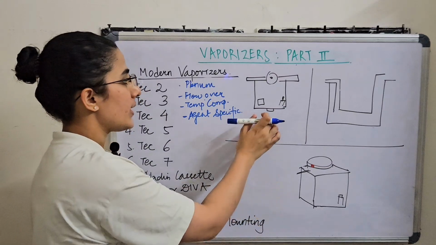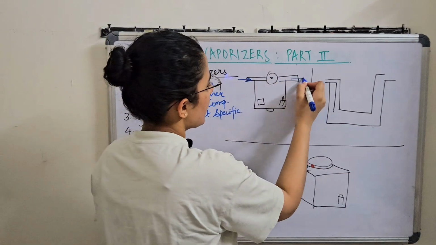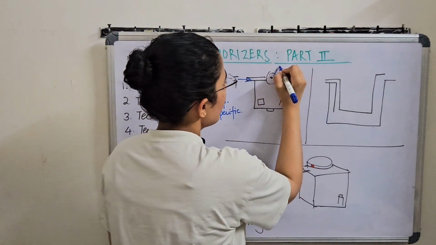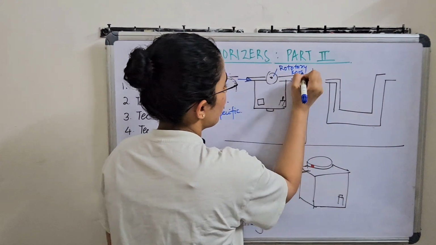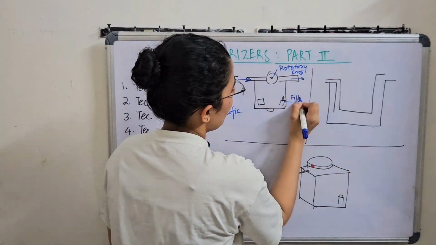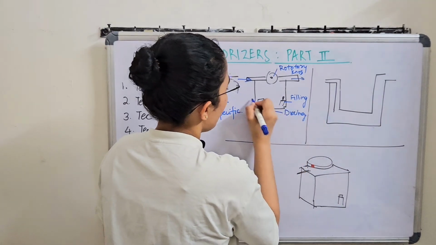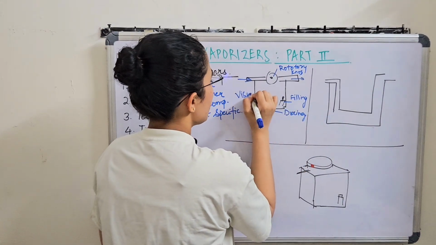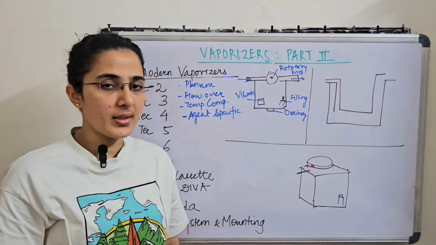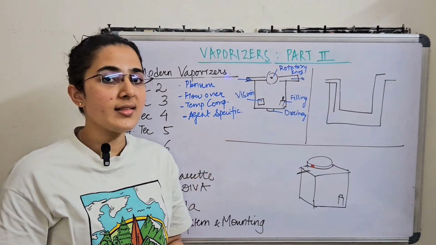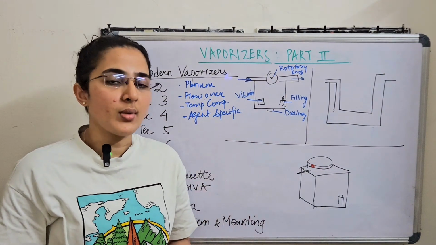So coming to the Tech 2 vaporizer, it looks somewhat like this. It has an inlet and an outlet. It has a rotary knob. Okay. And this one will be the filling port. This is somewhat like a drainage port. And this will be the vision glass. Okay. So the Tech 2 vaporizer is one of the oldest of all the tech vaporizers which were temperature compensated ones.